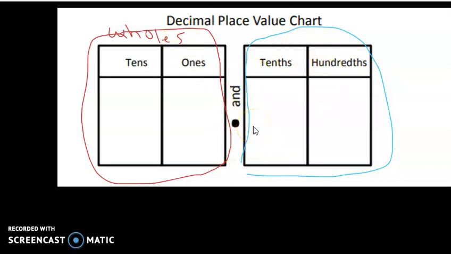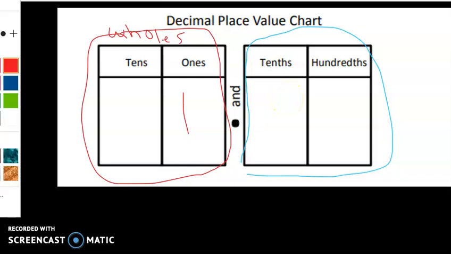For instance, if we were talking about money, you had one whole dollar. That's where the one whole dollar would be. You have a whole dollar. 100 pennies make a dollar. You have 100 pennies, or you have a $1 bill. On the right side of the decimal is where the parts go.